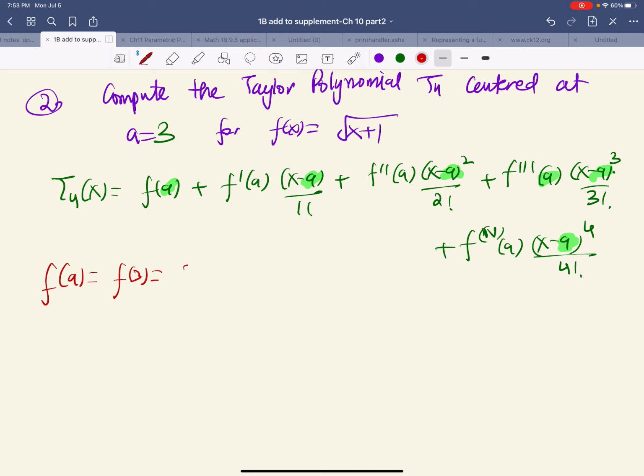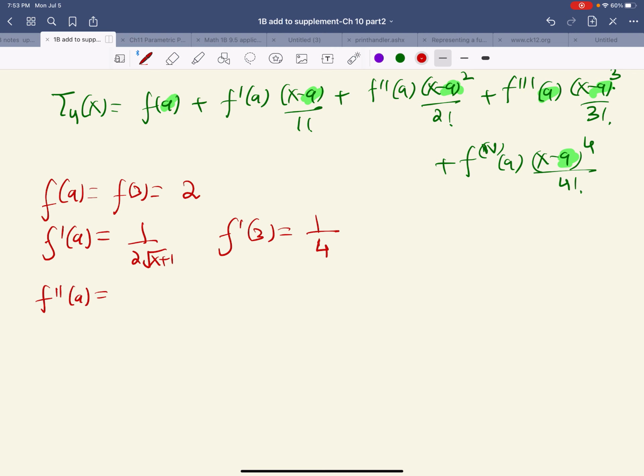f of a is equal to f of 3. That's going to be the square root of 3 plus 1, which is 2. f prime of a would be 1 over 2 square root of x plus 1. And so f prime of 3 would be 1 over 2 times the square root of 4, which is 2, so 1 over 4. And then f double prime of a would be 1/2 times x plus 1 to the power negative 1/2 differentiated, which would be negative 1/4 times x plus 1 to the power 3/2. f double prime at 3 would be negative 1 over 4.